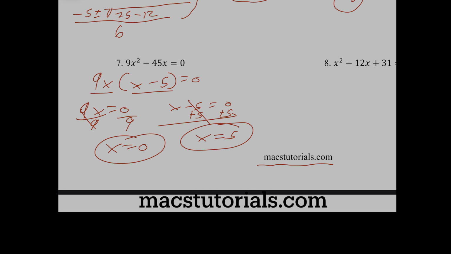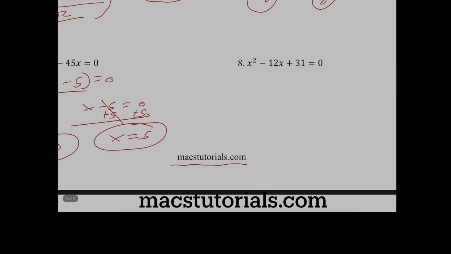Okay? And lastly, number 8, I'm looking at this going, are there factors of 31 that will add to 12? Well, 31's prime, so no, I can't. So, but because this one right here is an even number, I know I can complete the square. So I'm going to start by getting everything out of the way. I'm just clearing some room.